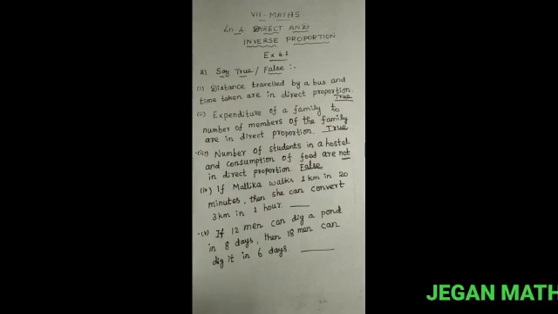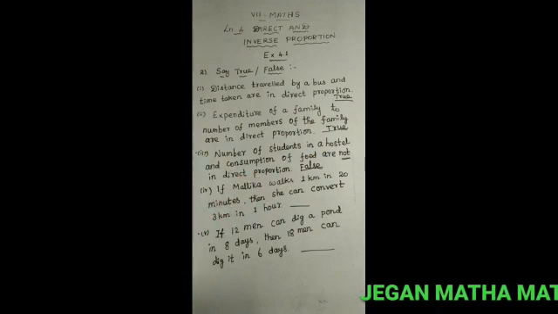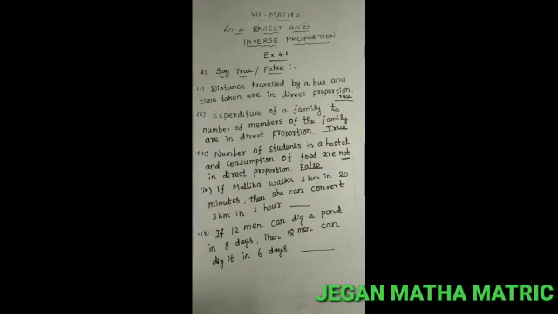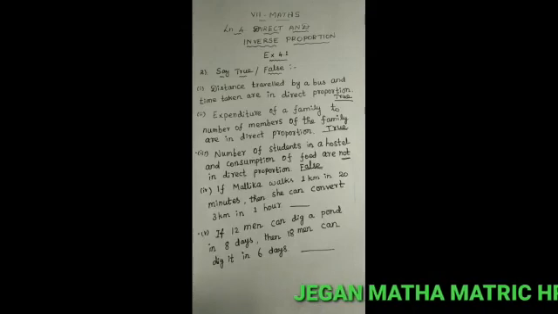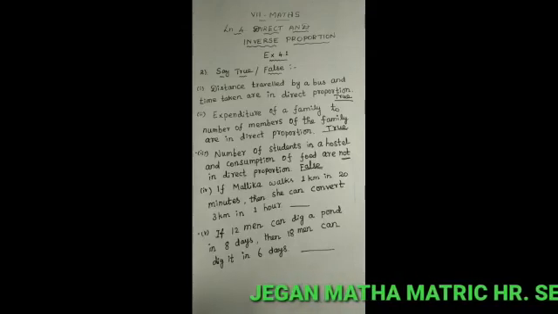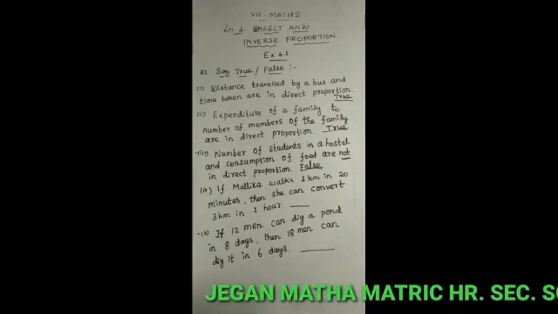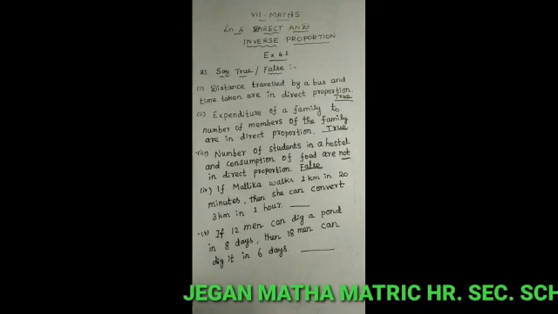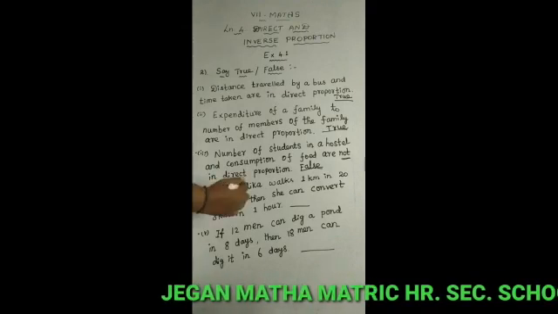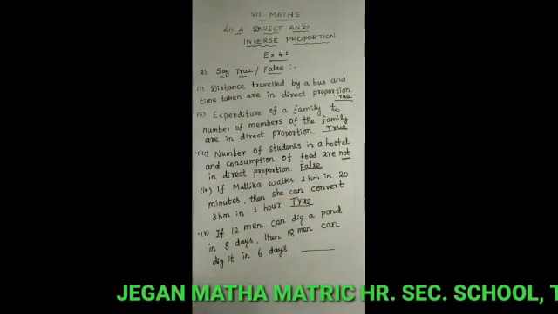In the fourth one, if Mallika walks 1 kilometer in 20 minutes, then she can cover 3 kilometers in 1 hour. This is the correct statement, because Mallika walked 1 kilometer in 20 minutes, so 3 kilometers in 1 hour. This is possible. So the given statement is true. So we write the fourth one is true.